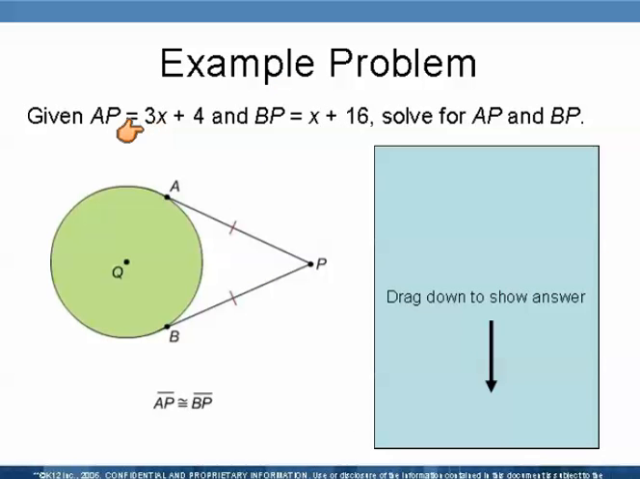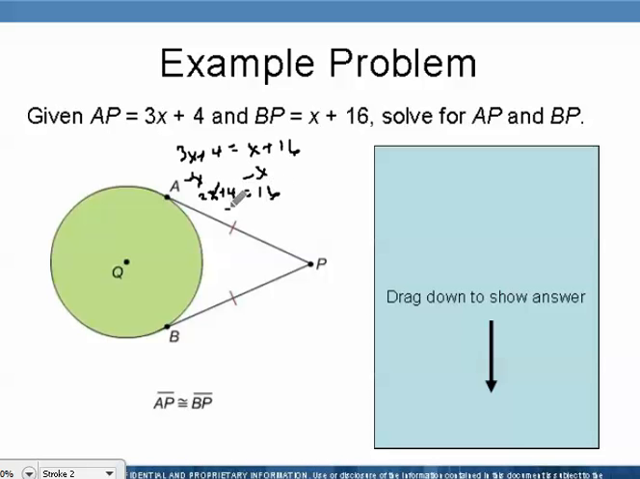Well, if I'm given an expression for AP like this one, 3x plus 4, and for BP, x plus 16, I can set those equal to each other. What do I mean, set them equal to each other? I can say that 3x plus 4 equals x plus 16. Then using our algebra skills, we subtract the x from both sides. We get 2x plus 4 equals 16. Subtract the 4 from both sides, we get 2x equals 12. x is equal to 6. We found what x was.